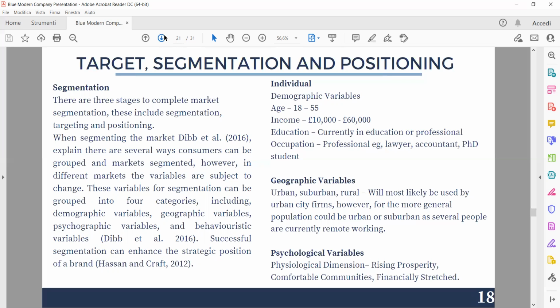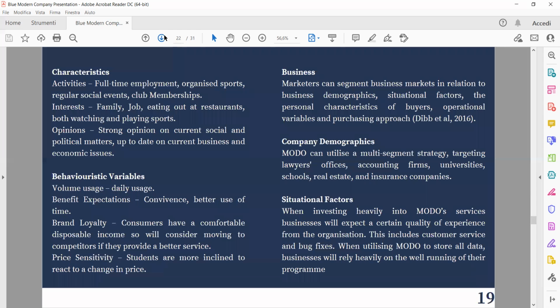First, looking at individuals. As seen on the screen, we have noted a detailed breakdown of the segmented market. Looking in more detail, we have thought it would be consumers aged 18 to 55 with an income bracket between £10,000 and £60,000 per year. These would be educated professionals currently working towards a degree or already possessing one, such as lawyers, accountants, and PhD students. These people would be in full-time employment, enjoy organised sports, and attend regular social events. In terms of volume usage, these people would use it daily and expect convenience and better use of time.